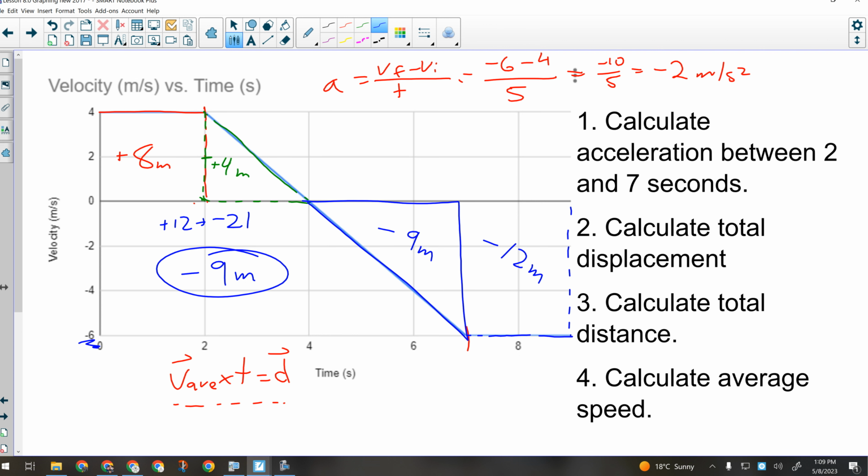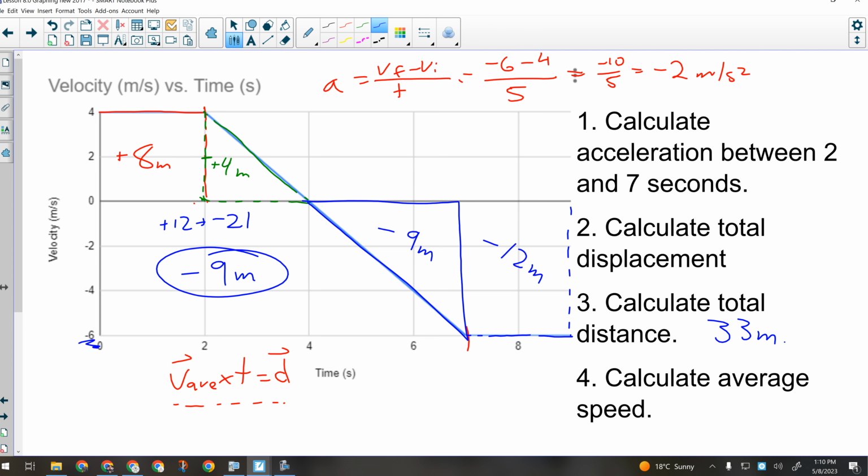How does number 3 differ from number 2? I add them all up as positives, actually without any vector at all, right? Because distance is scalar. I already did all the work. Those are the right numbers, but now it doesn't matter whether I went forward or backward. So now instead of saying positive 12 plus -21, I'm just going to have 12 plus 21. And I'm going to get that my total distance is 33 meters. Okay, direction doesn't matter.